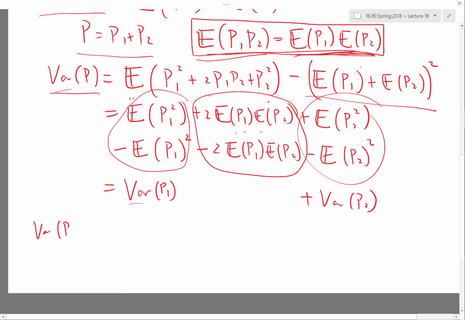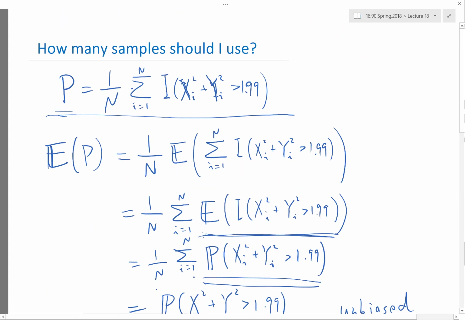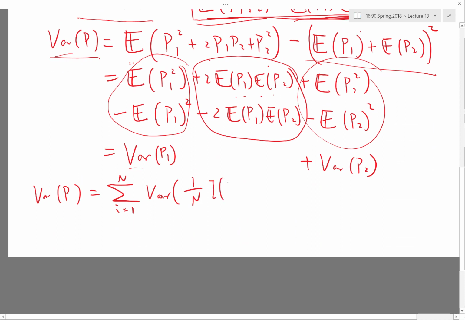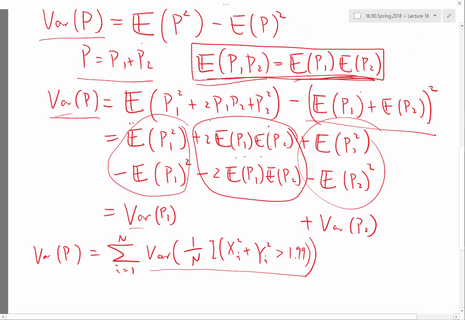So the variance of P is going to be the summation of i goes from 1 to n, the variance of, let's see what it is, don't forget the 1 over n times this indicator function, xi squared plus yi squared greater than 1.99, right? Now the rest is to figure out what the variance is according to what? Well, the definition of variance. All right. So the definition of variance is the expectation of P squared, which is, what is P, right? P is 1 over n times something that is either 1 or 0.